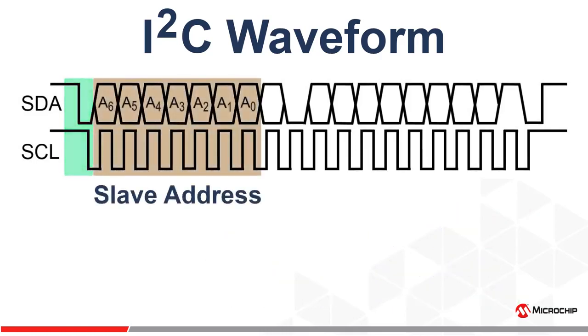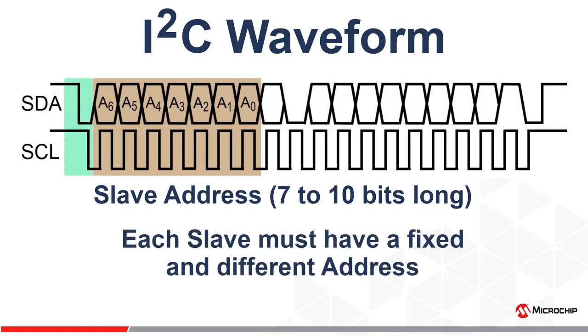The slave address immediately follows the start condition, and it can be 7 bits or 10 bits long, although the 7-bit slave address is by far the most common. The slave address will be specified in the device datasheet, and it is important to note that each device on the I2C bus needs a unique slave address.